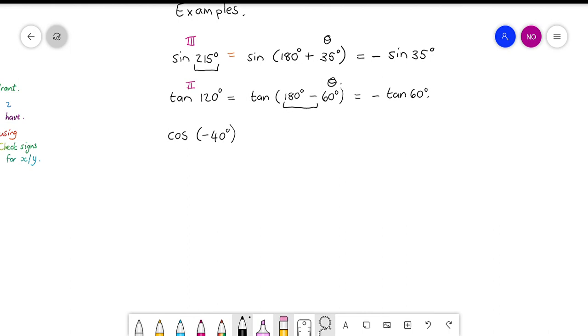Okay, so because 40 is an acute angle, this is as good as cos of something like that, which we would have just written as that. So that is just cos 40. Why is it positive? Because this is in quadrant 4 and cos is positive in 4. An alternative way to do it is to add 360 degrees. So let's do one like that.